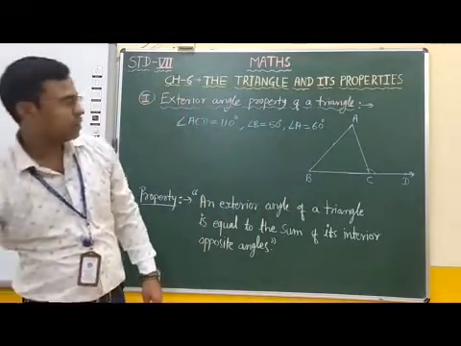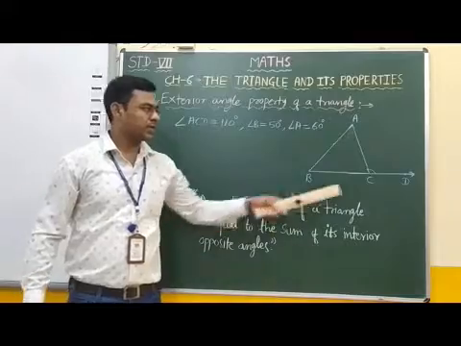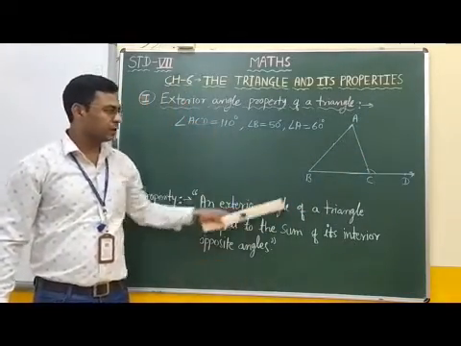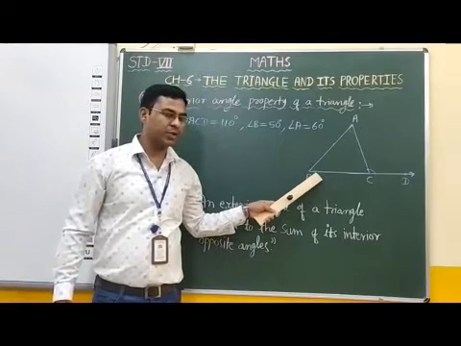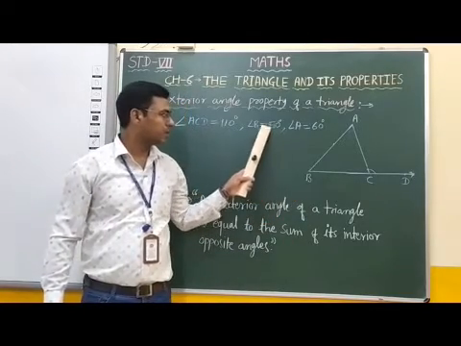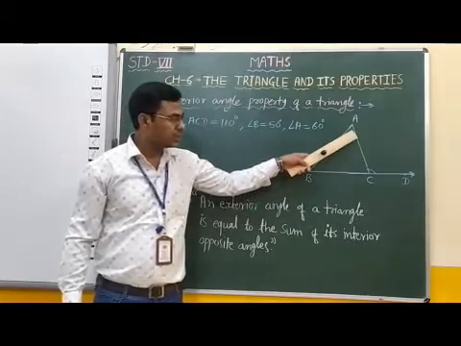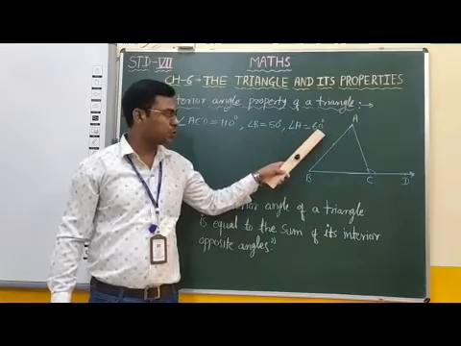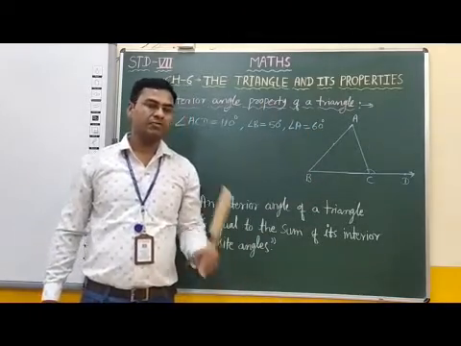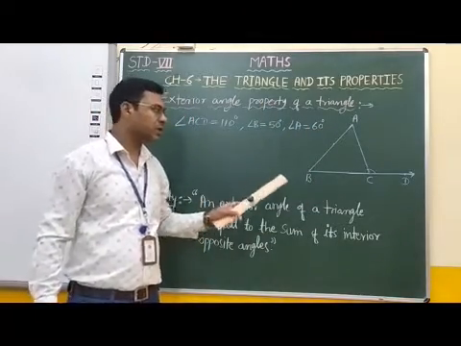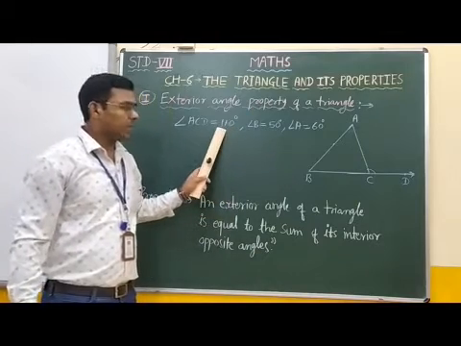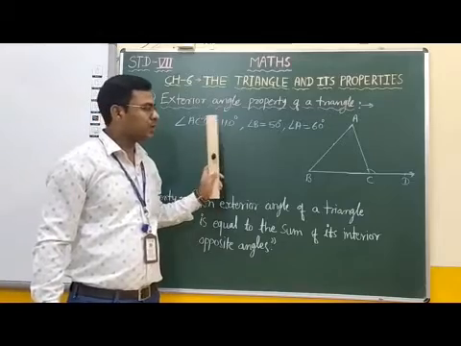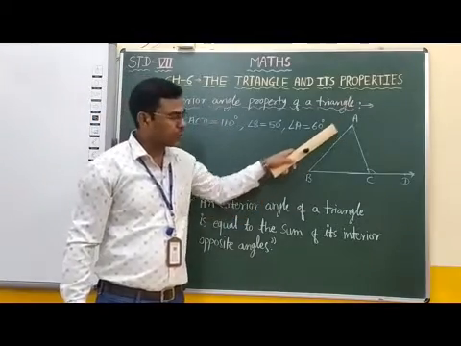Now students, here we measured this exterior angle, that is 110 degrees. This first interior opposite angle is 50 degrees. The second interior opposite angle, that is angle A, is equal to 60 degrees. If you observe here, students, the measure of this exterior angle is equal to the addition of these two angles.